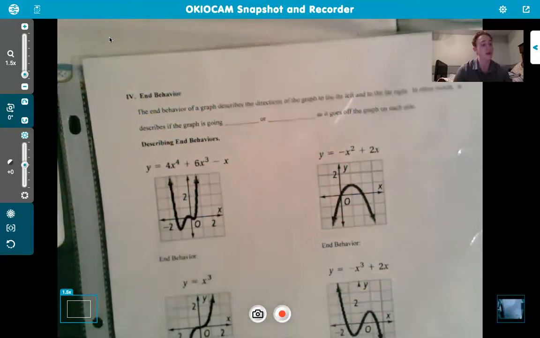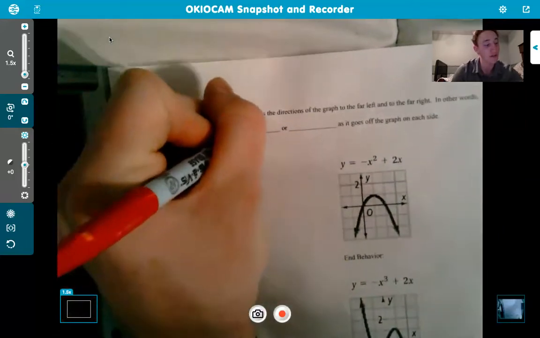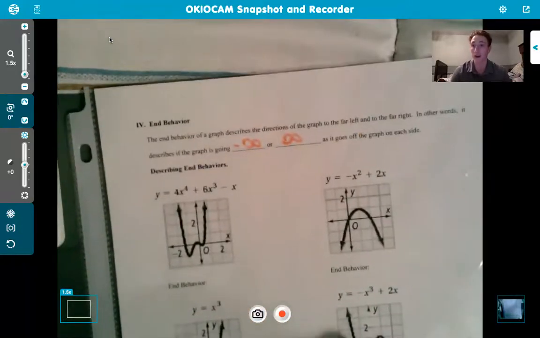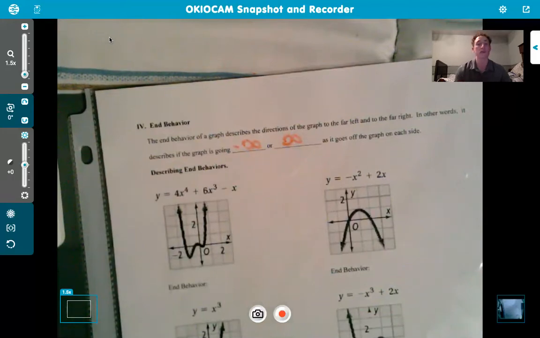In other words, it describes if the graph is going to what we're going to call negative infinity and positive infinity. We've definitely heard this word before, right? Infinity. We can't really place a number on it, but essentially we're going to be able to say, as my graph approaches negative infinity, so it goes in the negative x direction, is my graph going all the way up to positive infinity or all the way down to negative infinity in the y direction? And then we're going to do the same thing for the positive x values. As my graph goes in the positive x direction to infinity, is my graph going up to positive infinity or down to negative infinity? That's essentially what we're going to be able to do.